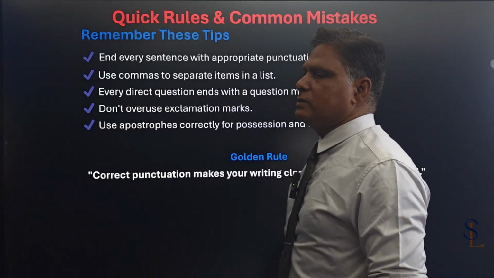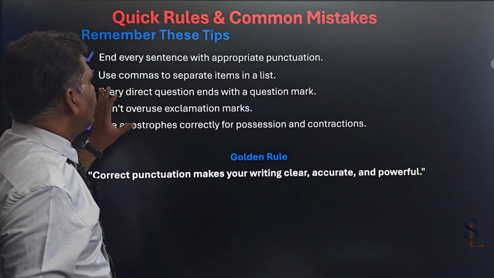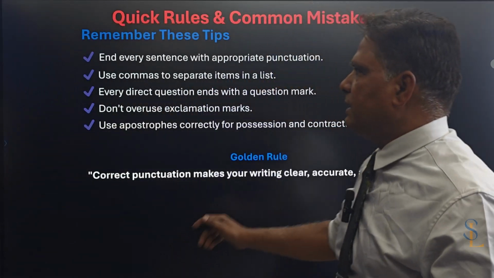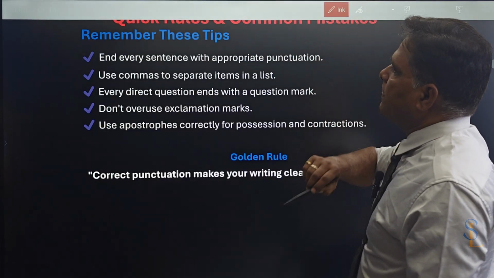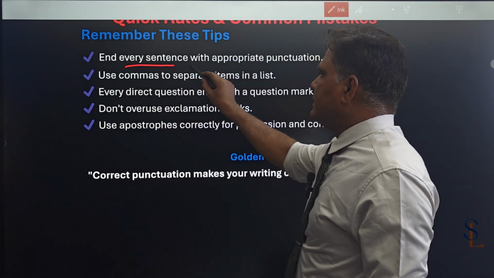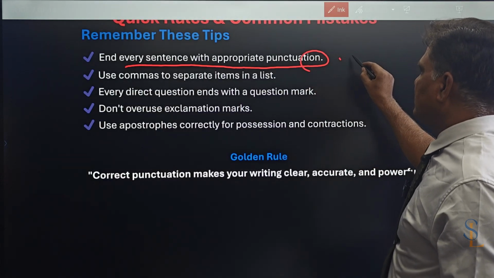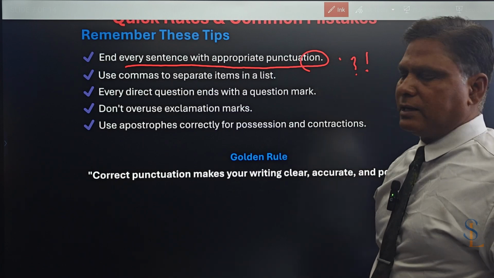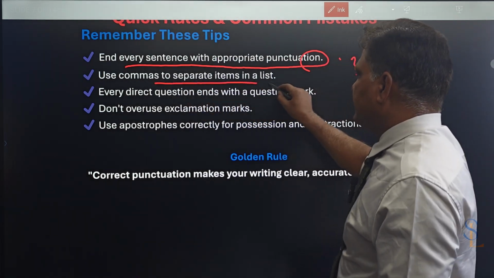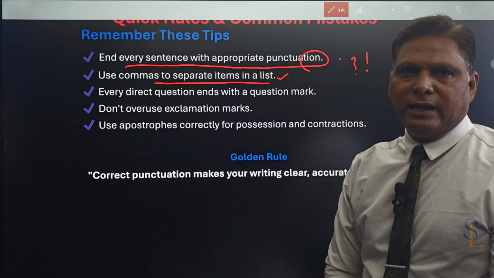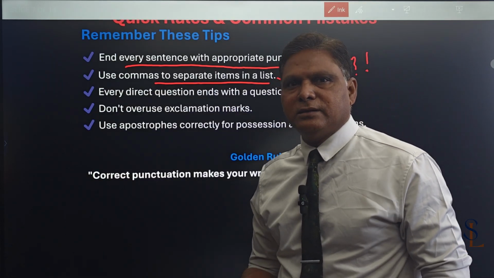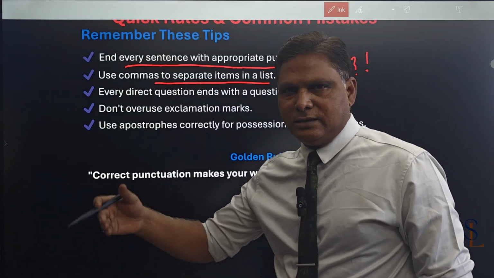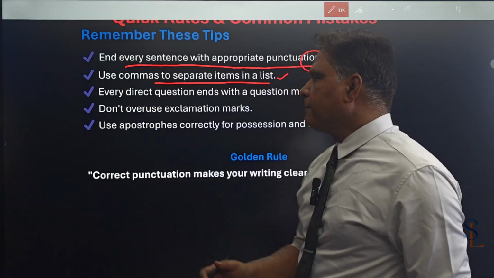So let us have some quick rules and some common mistakes here. Remember these tips in understanding the punctuation marks. For example, end every sentence with appropriate punctuation, full stop, or maybe a question mark, or maybe an exclamatory mark that indicates that. Use commas to separate items in a list. Items in a list, or maybe designations of a person, or maybe the places you visited, 1, 2, 3, 4, 5. I visited these. All these are to be divided by a comma.